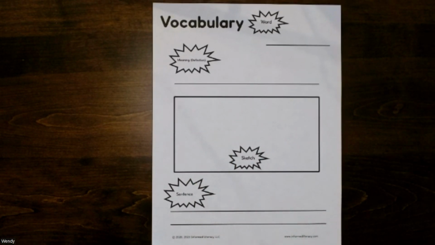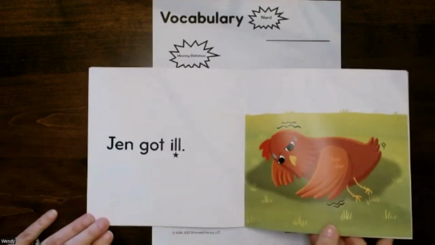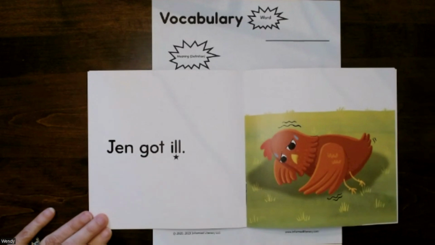So in this case, you can use tier 2 words, which are words that are not necessarily in a student's working vocabulary, but they're important words to know. And you can look through the book to find tier 2 words. Ill is an example of a tier 2 word. Students might know the word sick, but they might not have heard or used the word ill.